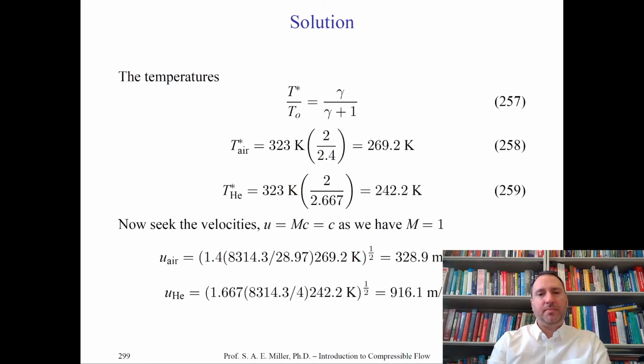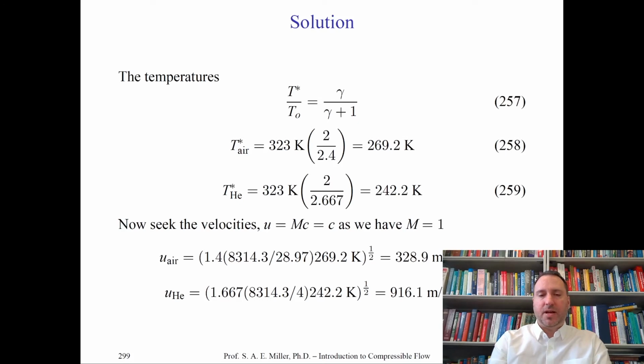We'll then do the same process for temperature. For gamma 1.4, we'll find a static choked or critical condition of static temperature for air, and we'll find from the ambient condition, converting from Celsius to Kelvin, which will be 323 Kelvin, 269.2 Kelvin.